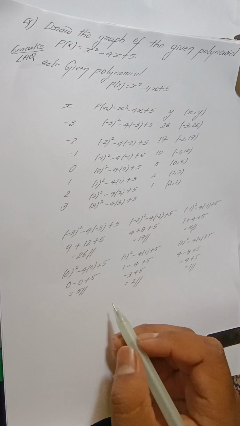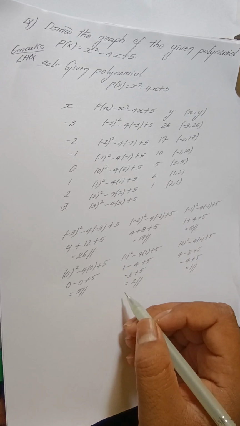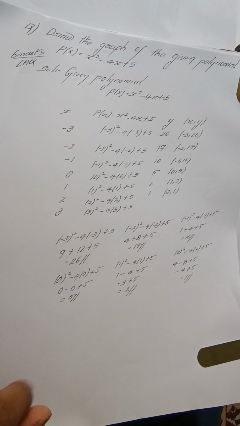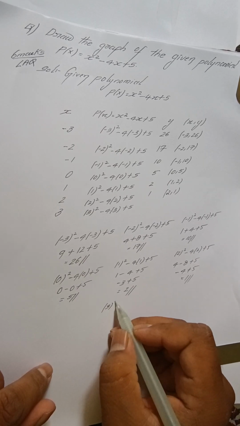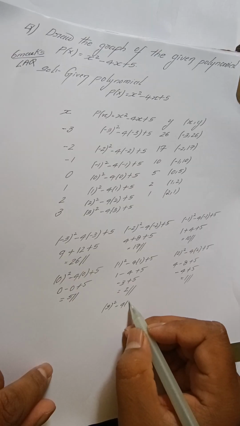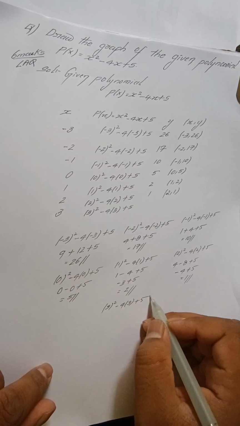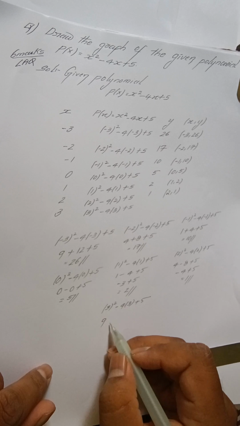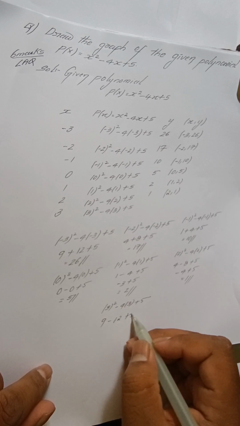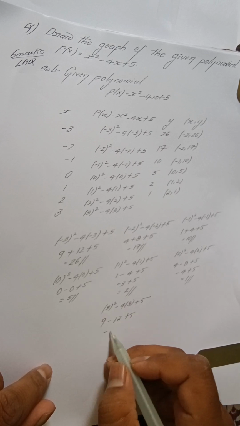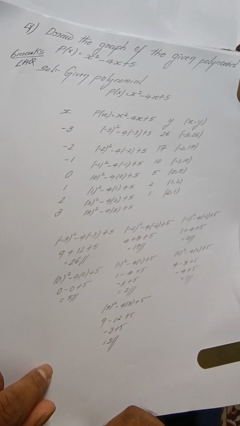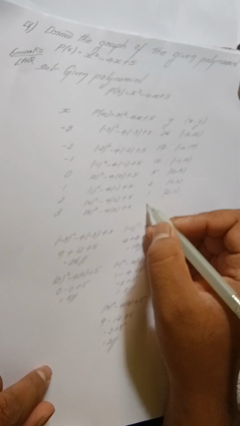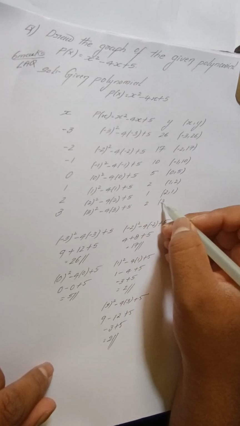The last one I will be doing is here, that is 3. So here is my 3 square, 4 3s are plus 5. So 3 3s are is 9, 4 3s are is 12 plus 5. So in this way 12 minus 9, it will become minus 3 plus 5. Again I am getting the value of plus 2. So I will be writing plus 2 over here. So this will become 3 comma 2.